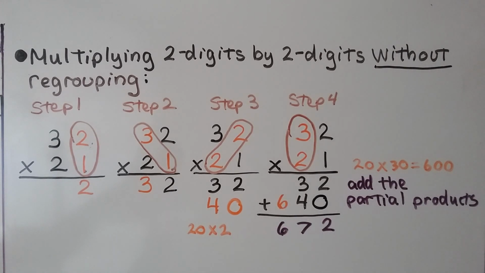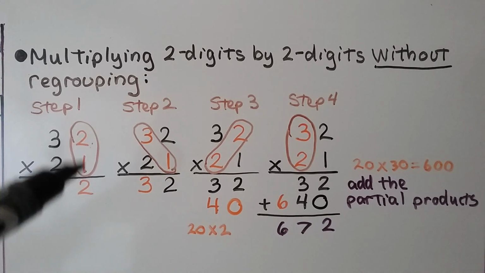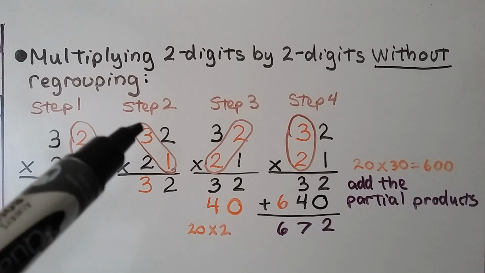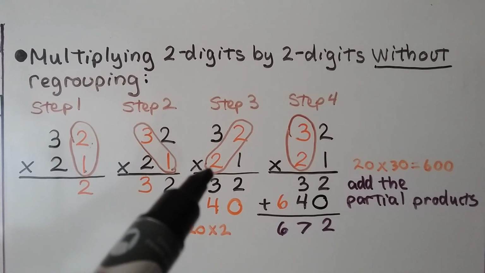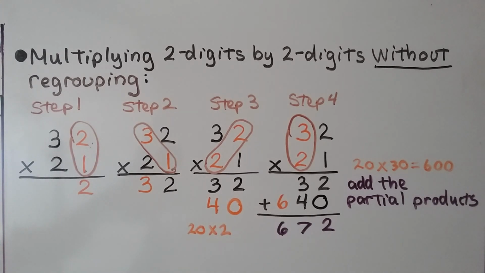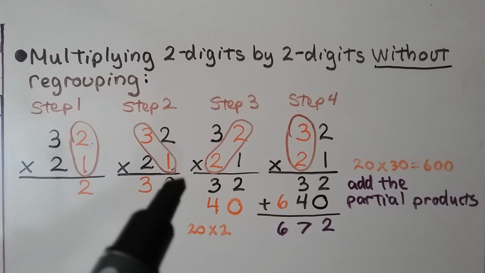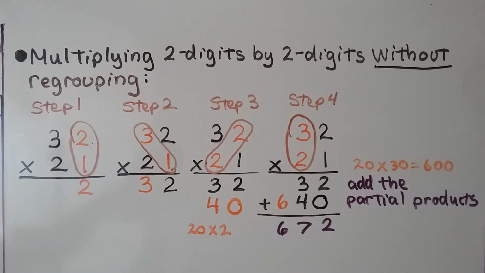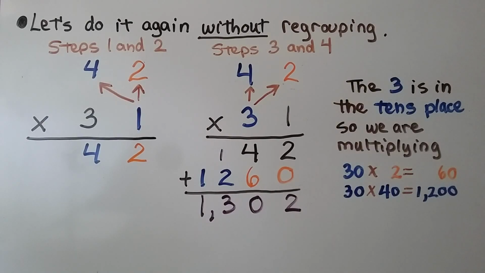It's equal to 672. So we started with the ones, and then we did the 1 going on a slant this way. Then we did the 2 in the tens place, and we went on a slant that way. Then we went straight up. So see how the 2 middle steps are slanting to the left, then slanting to the right? All right, so let's do it again one more time without regrouping.